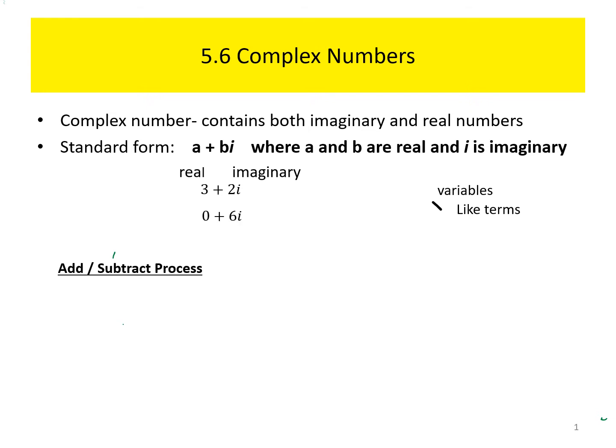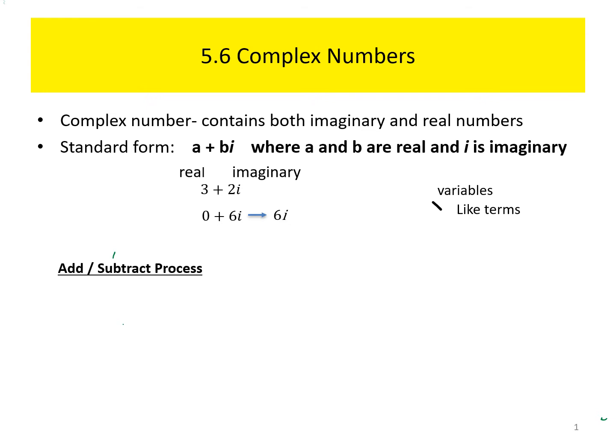Another example would be 0 plus 6i. The 0 is the a, and the plus 6i is the plus bi. Now, since we're adding 0, we don't even have to show that. We could just write this as 6i. But just be aware if you see that there is a 0 plus the 6i there, because later on you will have to use this information.